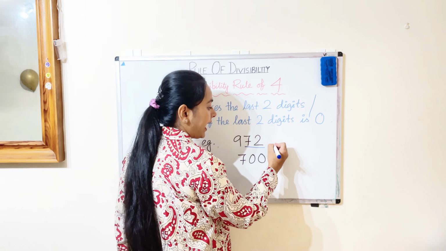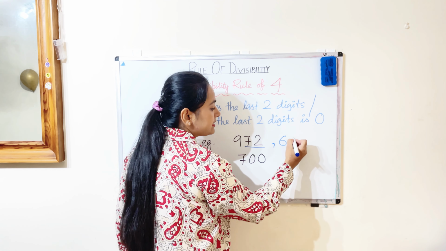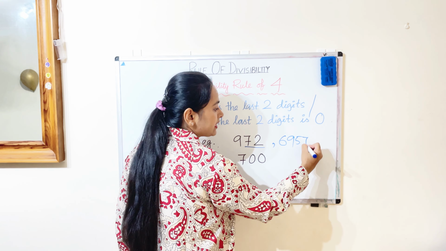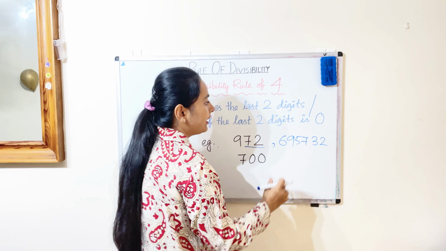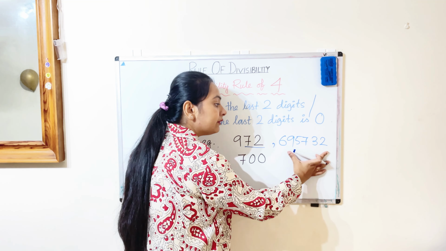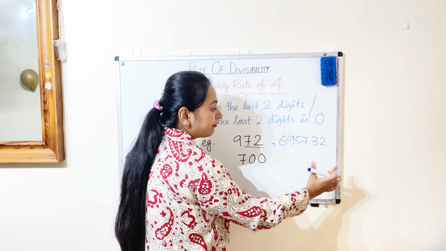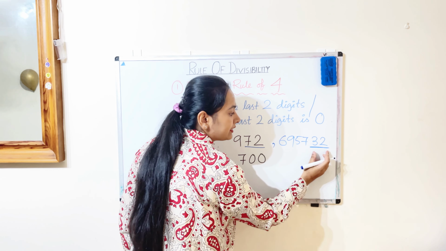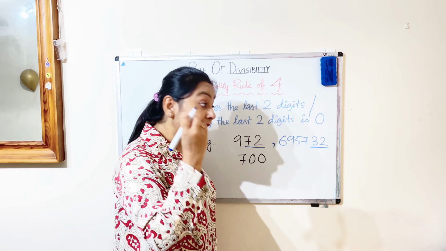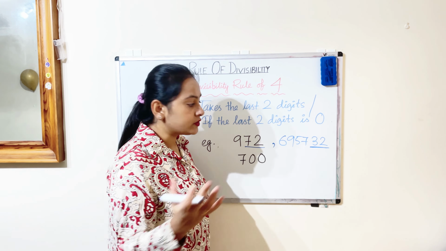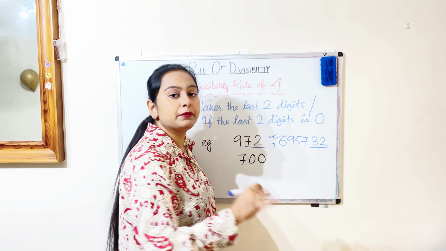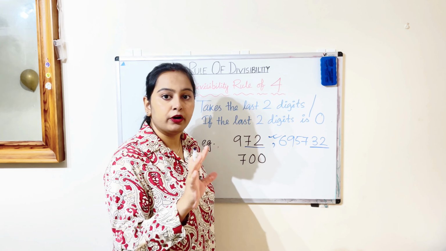I am taking another example. Suppose a number is 695732. Without taking the full number, we just take the last two digits, that is 32. Then 32 is divisible by 4. So definitely this number is divisible by 4. Right? I hope all of you understood.